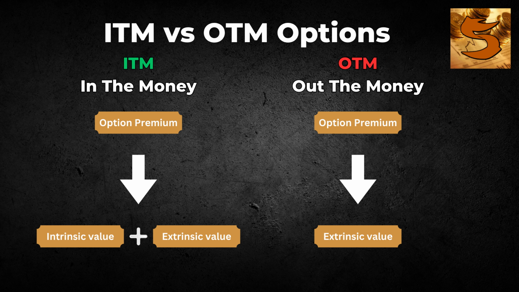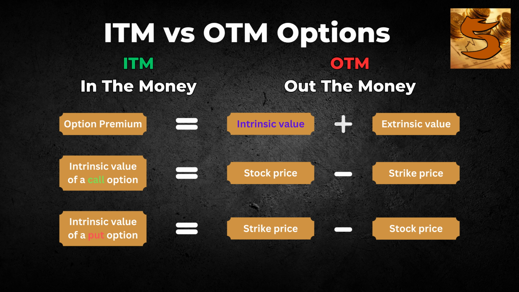The option premium is the main difference between the two. The option premium in the case of in the money calls or puts will consist of intrinsic value plus extrinsic value. Now the formula to calculate the intrinsic value will be different based on the option, whether it is a call or a put. In the case of a call, you will take the stock price minus the strike price, while in the case of the put, you will take the strike price minus the stock price. Again, it's just the opposite of the call.